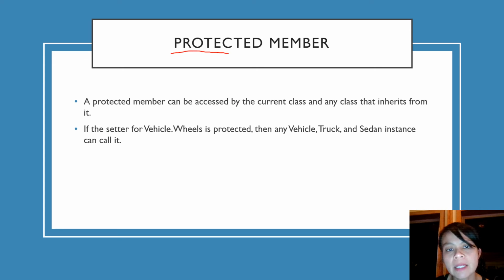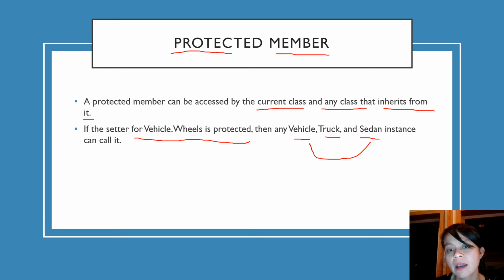So let's look at protected member. A protected member can be accessed by the current class and any class that inherits from it. So if the setter for vehicle wheels is protected, then vehicle can access it, or truck and sedan, which are subclasses of vehicle, can also call it.